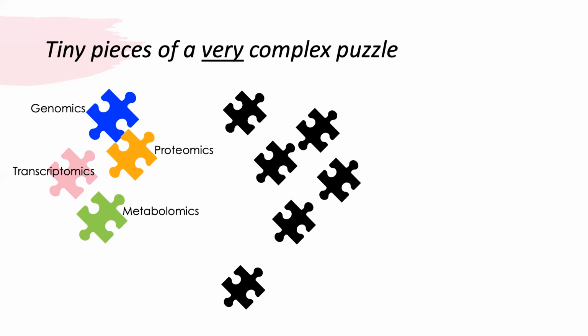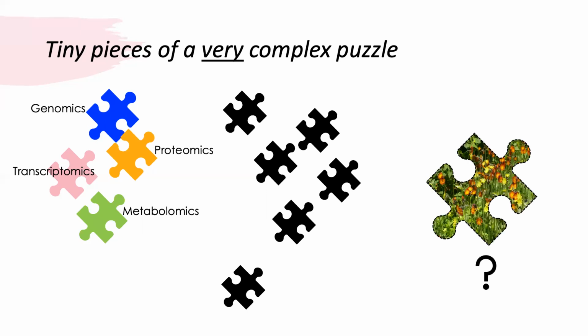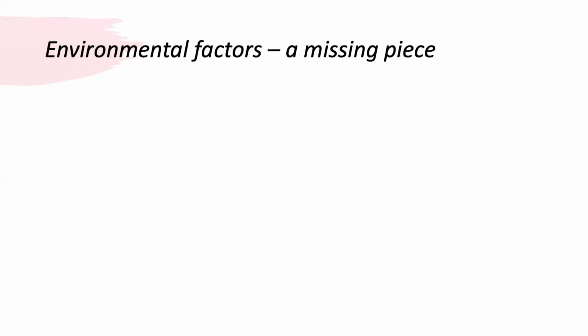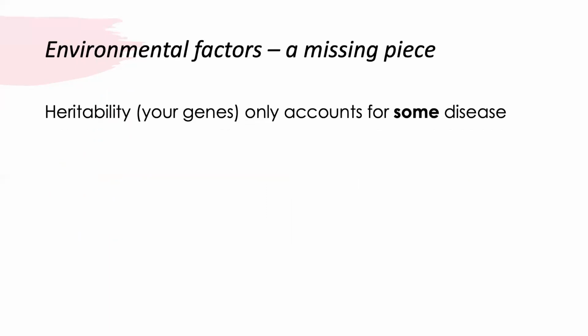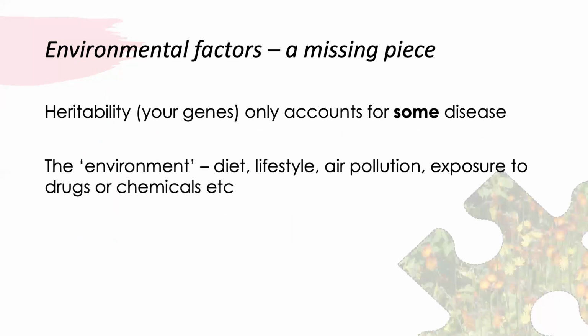And yet, even with all these tiny pieces of the puzzle, there is still a missing piece. And this missing piece is the role of the environment. So we know, for example, that heritability, the genes that we have, only accounts for some experience of the disease. And we know this from things like twin studies, or the fact that even if you have a gene for something like cancer, it doesn't necessarily mean that you go on to develop the disease. And the rest of the reason that we get disease comes from what we call the environment.